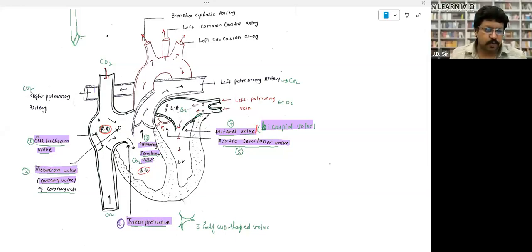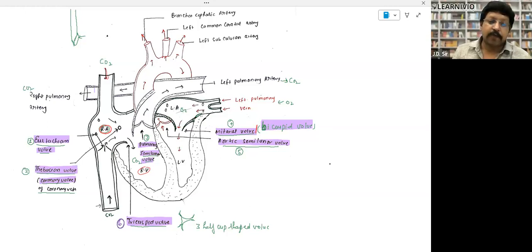This pipeline is the inferior vena cava. It brings deoxygenated blood, carbon dioxide blood, from the lower part of the body and pours it into the right atrium. Gravity will pull the blood down, so there are fair chances that blood will come back. But blood should not come back. So when blood goes inside, this valve will open, but if blood tries to fall back, this valve will close down. This is a unidirectional valve.